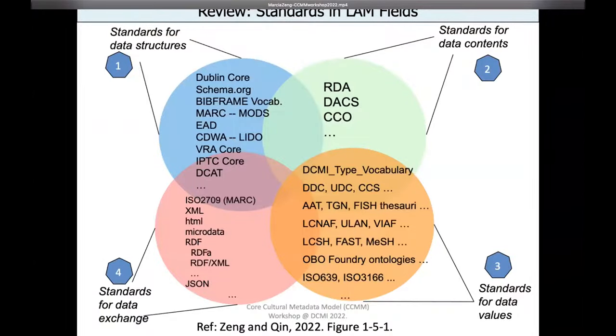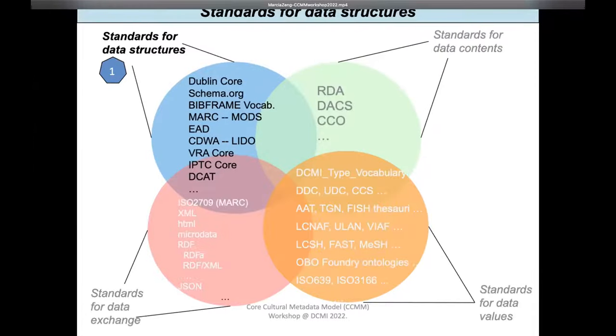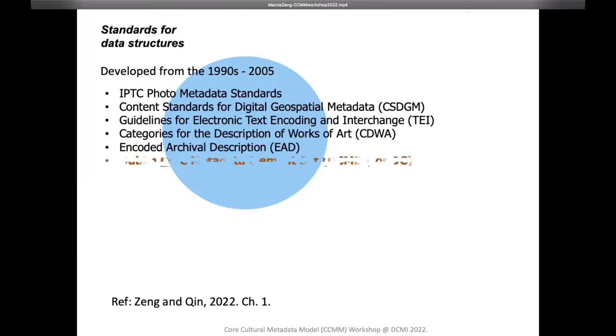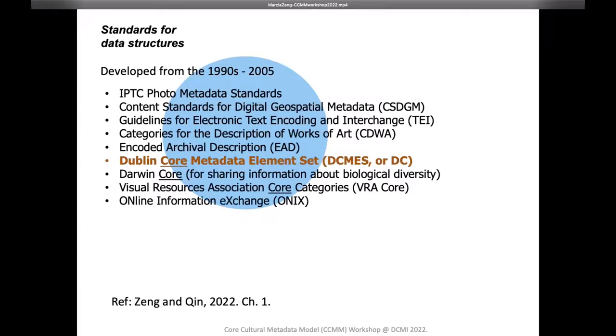Different metadata standards have been developed and created for specific purposes to guide the design, creation, and implementation of data structure, data values, data content, and data exchange in an efficient and consistent manner. Let's focus on the standards for data structures. If I go back to the beginning of the metadata movement in the digital age, in the 1990s, there started to be various different types of metadata standards for data structures, usually called element sets.